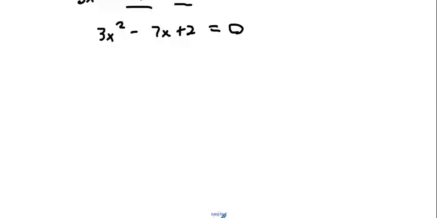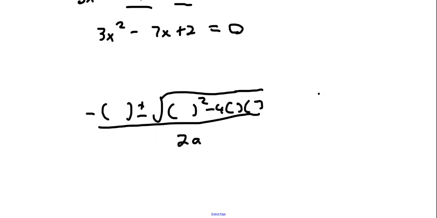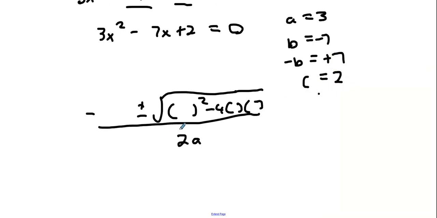Like you guys already know, we're going to do the minus b formula. Okay, especially for you guys. So we're going to get a equals 3, b equals minus 7, minus b equals plus 7, and c equals 2. So it's going to be minus b is plus 7, plus or minus square root of minus 7 squared, 4 times a, which is 3, times c, which is 2, all over 2 times 3.